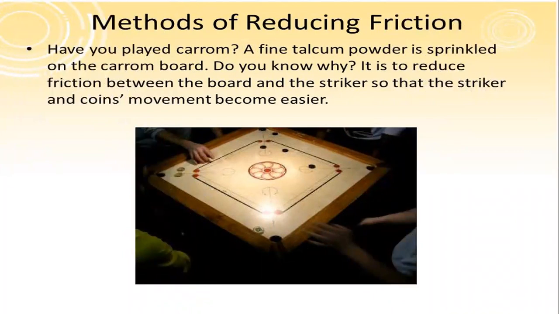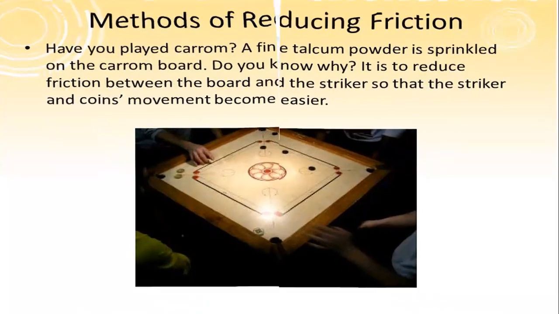Have you played carom? A fine talcum powder is sprinkled on the carom board. Do you know why? When you sprinkle the powder on the carom board, your striker and coins move very smoothly. So that's why we use the talcum powder over it to reduce the friction.